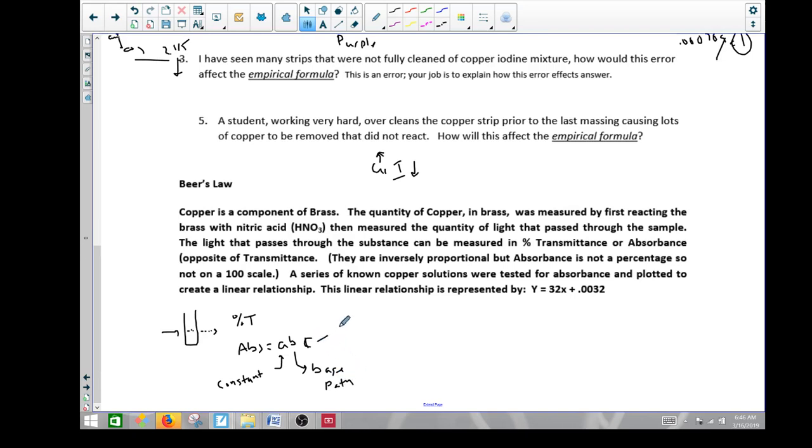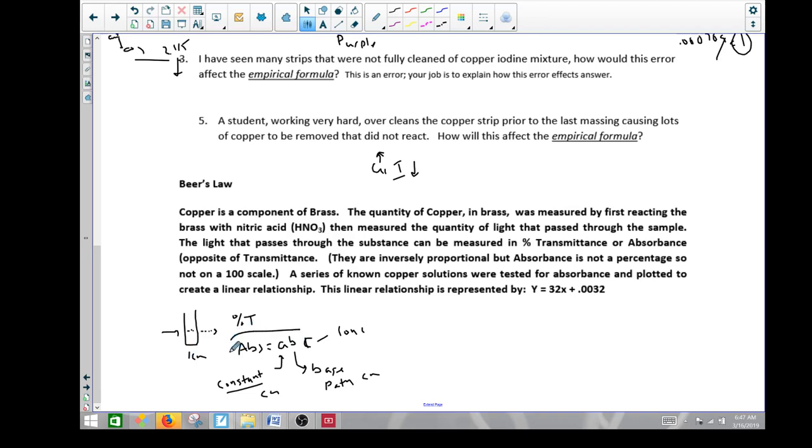C is the concentration. Now, how do you know what unit B would be in? Well, if they give you a constant, it'll have units on there, and inside that constant there'll be a unit of length. Lots of times it's centimeters, which means that this would be in centimeters. And typically that base path is 1 centimeter.